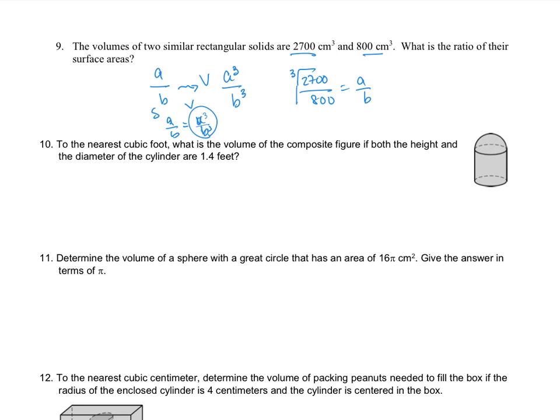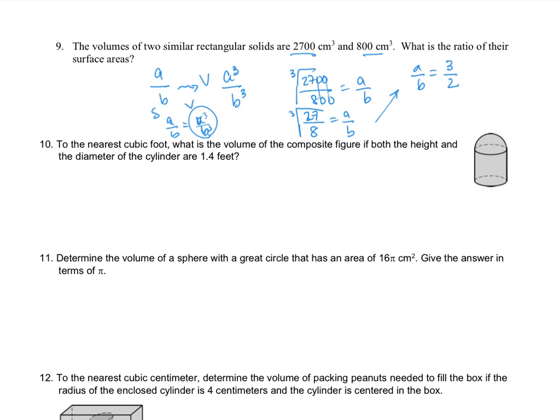But I can do one step first and just reduce this to be 27 over 8, and then look at it in this sense. So if I take the cube root and reduce it first, what's the cube root of 27? It ends up being 3. The cube root of 8 ends up being 2. So it's easier to reduce it and look at it in that sense. So this A to B ratio comes out to be 3 to 2.